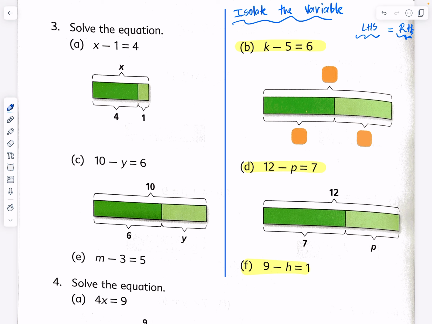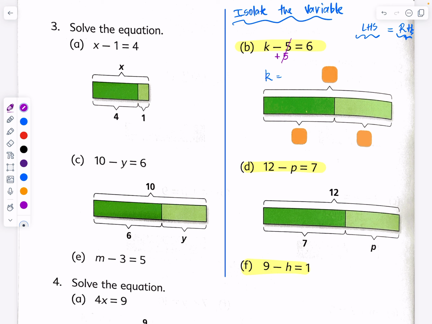So k minus 5 equals 6. What minus 5 gives us 6? I'm sure you can solve it in a heartbeat, but that is not the point. The point is to understand how we isolate the variable. We want k to be standing by itself on the left-hand side. What is in the way of k? We have this minus 5. To get rid of it, we use the opposite operation. Minus 5 plus 5 will reduce to 0.